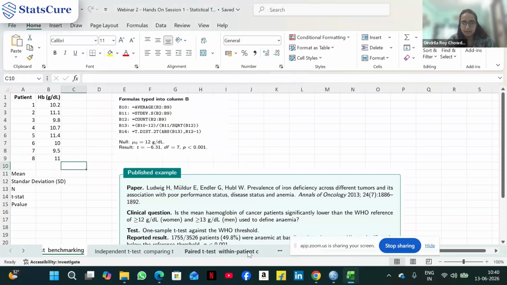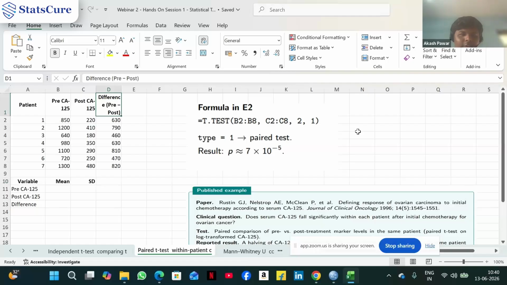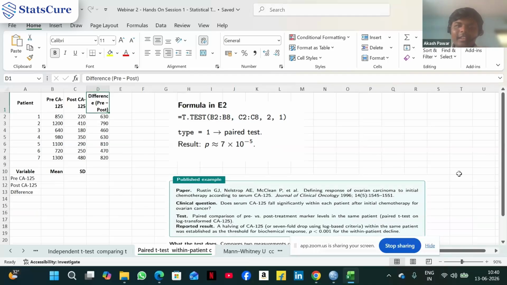So we have the paired t-test. Here I have the question: is it the correct representation of the data? There are A, B, and C columns. One is the patient IDs. Second is the CA 125 value pre. Then it is the post CA 125 value. And there is a difference, which we have calculated. So do you think this is the correct representation?